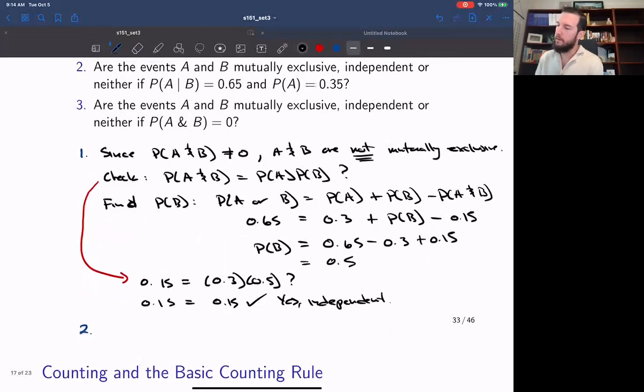In part 2, it says, are the events A and B mutually exclusive, independent, or neither if P of A given B is 0.65 and the probability of A is 0.35? What do you mean? Why am I multiplying by 0.3? So this P of A is 0.3, P of B is 0.5. I want to take the product of the two.